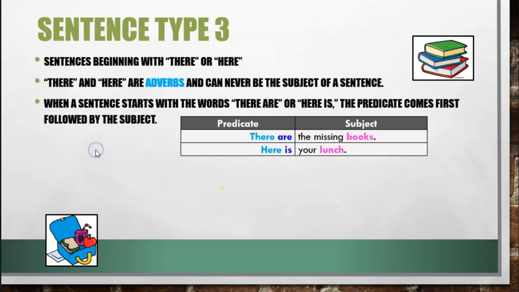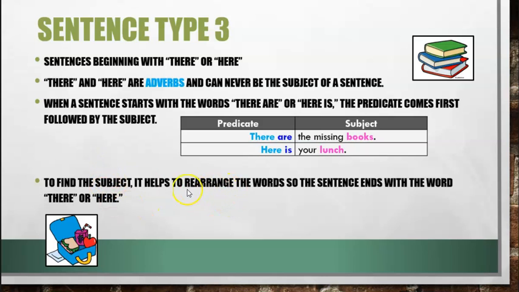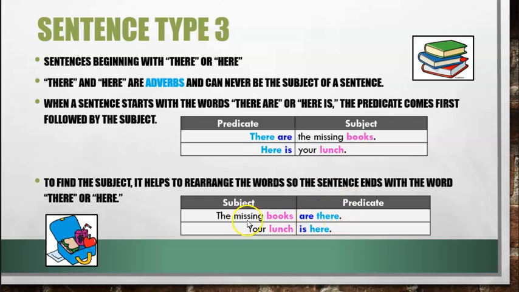If you're struggling to find it, one thing you can do, like with questions, is reorder it so that you end with the words there or here instead of starting with them. So if we do that, you now see the missing books are there. And now it's probably clear that books is our subject, are is the verb, and there is the adverb. In the second sentence, your lunch is here, lunch is subject, is is the verb, and here is your adverb. That doesn't change. This is still subject, this is still predicate, regardless of the order. The same words are predicate and the same words are subject.